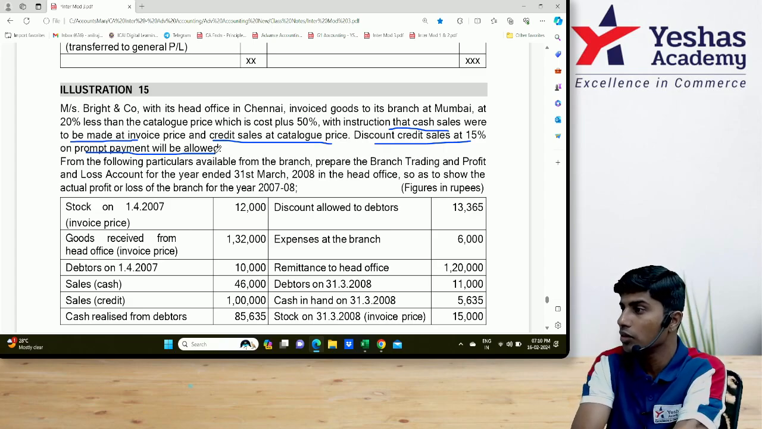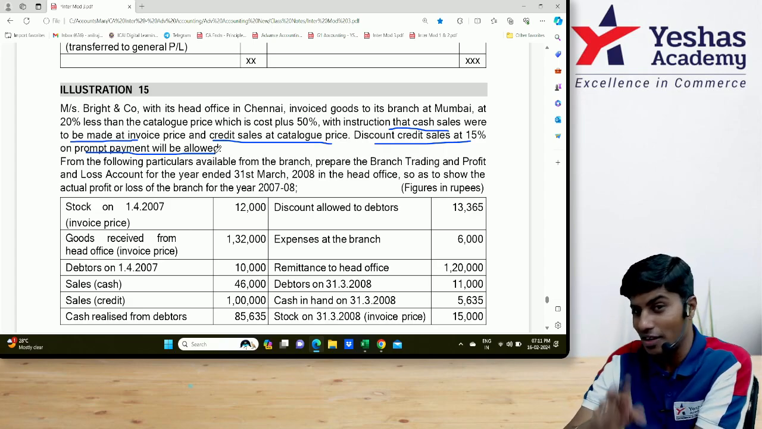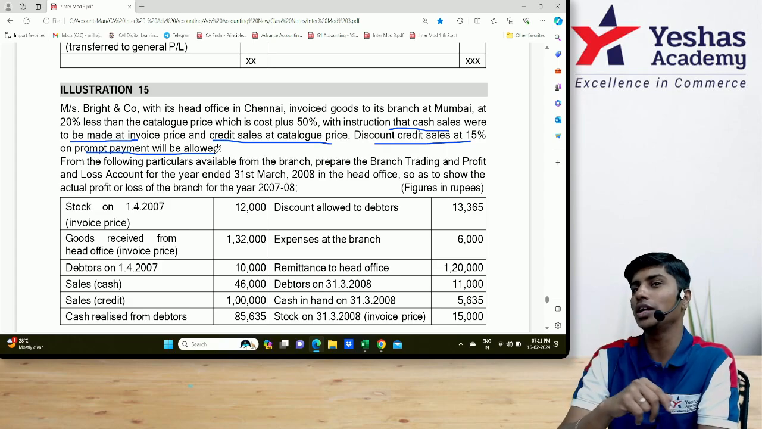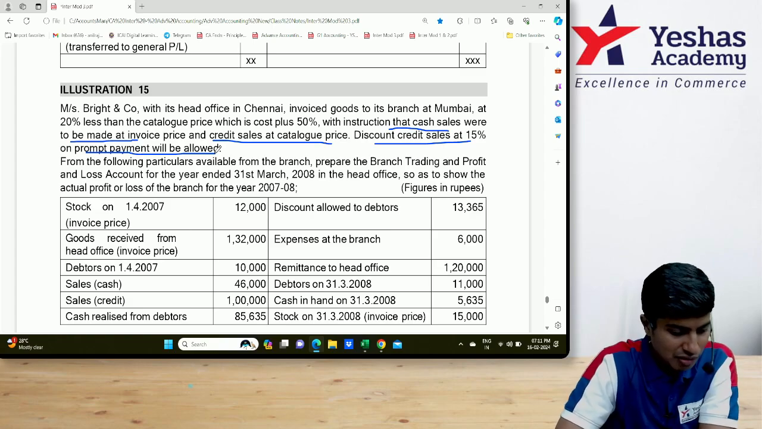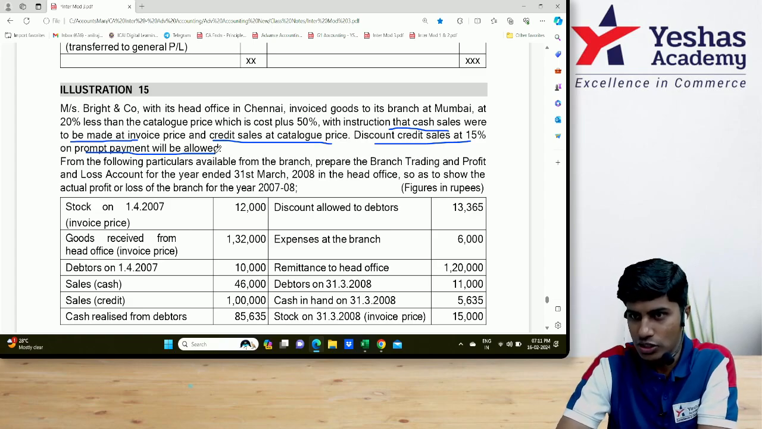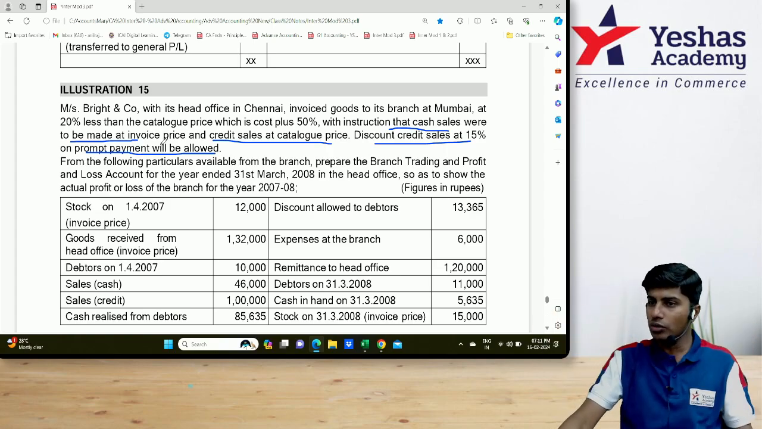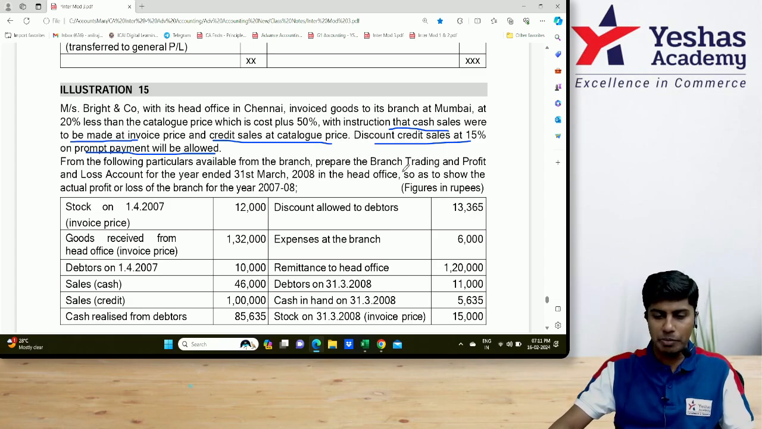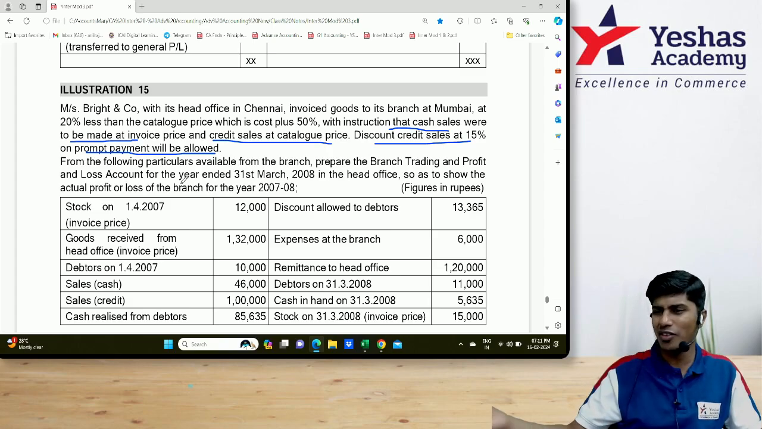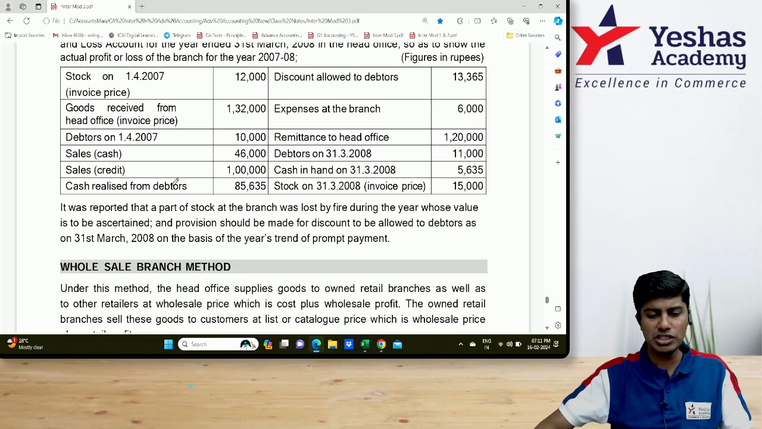How much discount? Right now, this has no significance in the answer. Later, at the end, they've asked us to do provision. Then it becomes very interesting. I'm spoiling all the suspense for you. It's okay. We'll discuss it once again later. You understood what is prompt payment and what is discount? Right now, ignore. Come on. From the following particulars available from the branch, prepare branch trading and profit and loss account for the head office. We do it like normal, so as to show the actual profit for the branch for 2078.